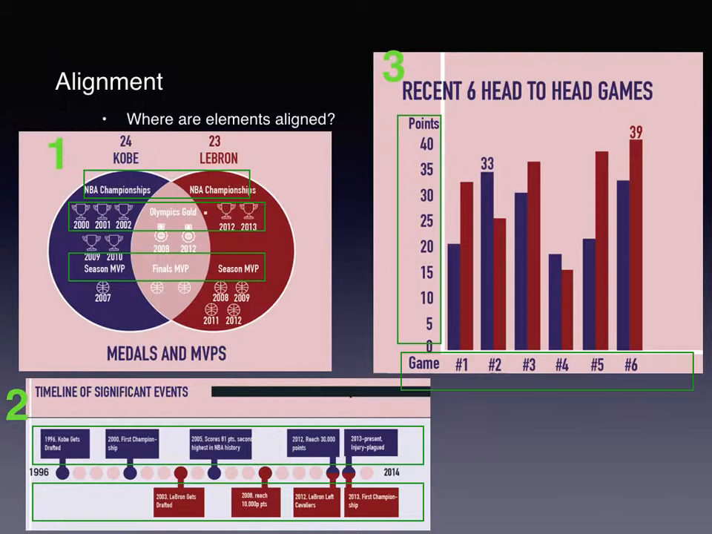The next topic is alignment. Where are elements aligned? I try to align the text and the shapes as much as possible in my infographic. For example, in the first display, I align the text NBA championships, icons of cups, and the text of MVP horizontally. In the second display, I align the boxes horizontally. In the third display, I align the numbers of games horizontally, and I align points vertically.